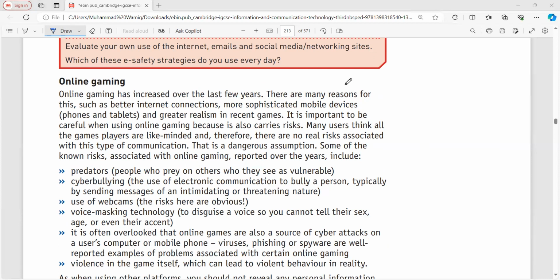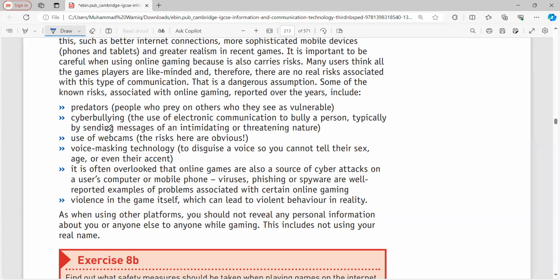We have online gaming as well, and in the last few years it has rapidly increased due to the advent of gaming. However, there are some risks associated with the games as well, like people who prey on others.